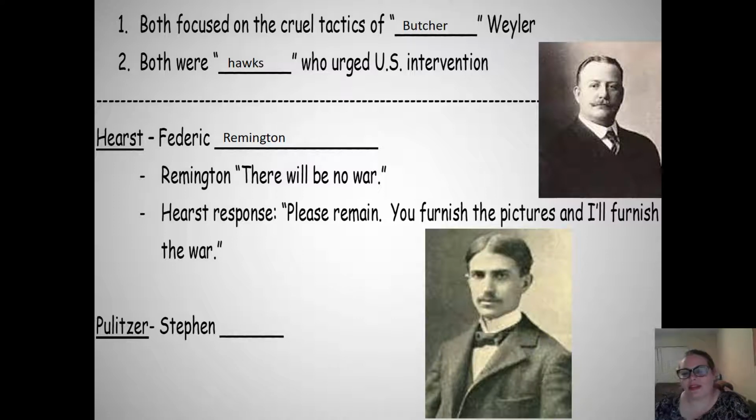Right? So basically, you keep sending me pictures of things like the concentration camps and the horrible things Weyler's doing, and I'll get the American public stirred up enough that we're forced to go to war. Okay? Pulitzer's going to take a little bit less visual approach. Instead of taking pictures of these things, he's going to hire an actual writer to go to Cuba and cover the war. His name is Stephen Crane.